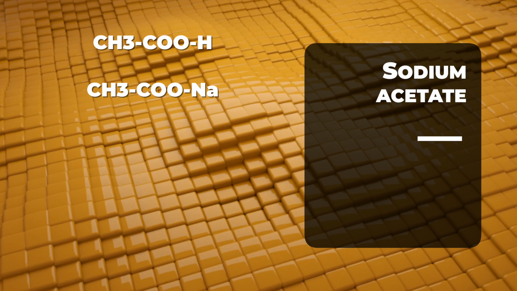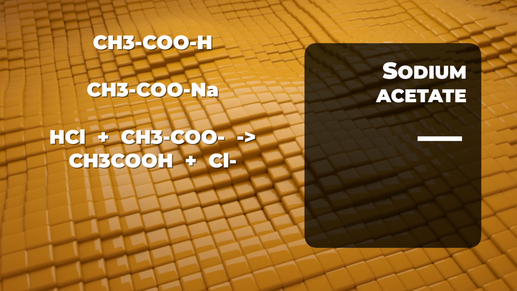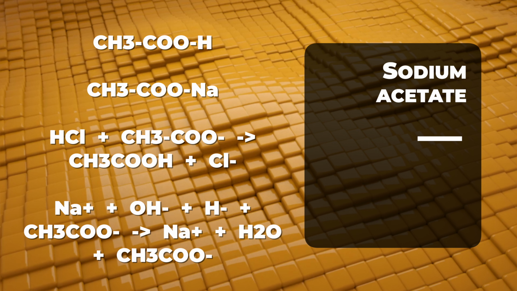If we add a small amount of hydrochloric acid to the buffer solution, the acetate ions will react with the added H+ ions to form more acetic acid, thus preventing a large change in pH. Similarly, if we add a small amount of sodium hydroxide to the buffer solution, the excess OH- ions will react with the acetic acid to form more acetate ions, again preventing a large change in pH.